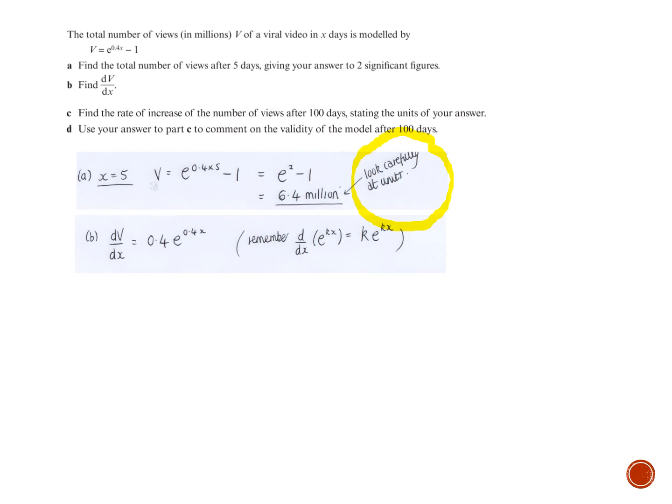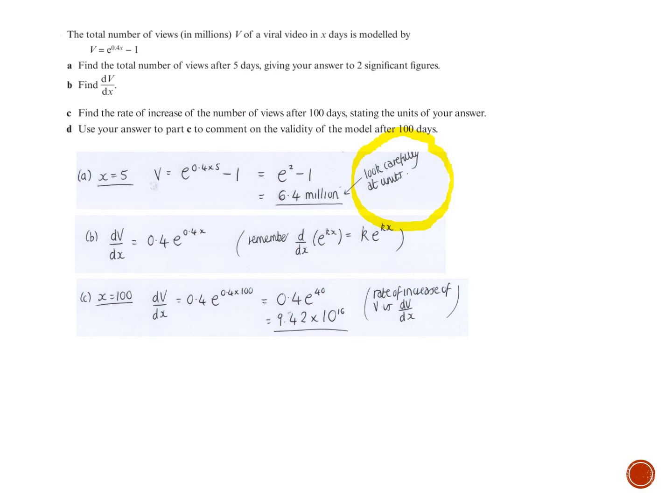Now, part C, find the rate of increase of the number of views after 100 days. Whenever they mention rate of increase, that is always going to be dv dx. Often in previous things you've done, you've probably had t representing time for number of days, so it might be dv dt, but this one is just in terms of x, so that's why it's dv dx. So rate of increase after 100 days, you're going to put x equals 100 into your dv dx. So again, I'm going to write down my working.